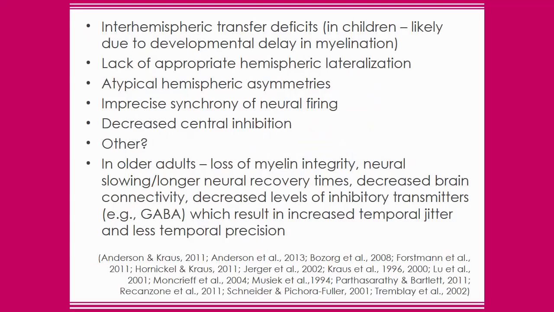This slide displays some of the common neuroanatomical and neurophysiological sources of abnormal processing or delayed immature processing. Interhemispheric transfer deficits, which in children are likely due to developmental delay in myelination, lack of appropriate hemispheric lateralization, atypical hemispheric asymmetries, imprecise synchrony of neural firing, decreased central inhibition, probably others, and in older adults, loss of myelin integrity, neural slowing, decreased brain connectivity, and so on.